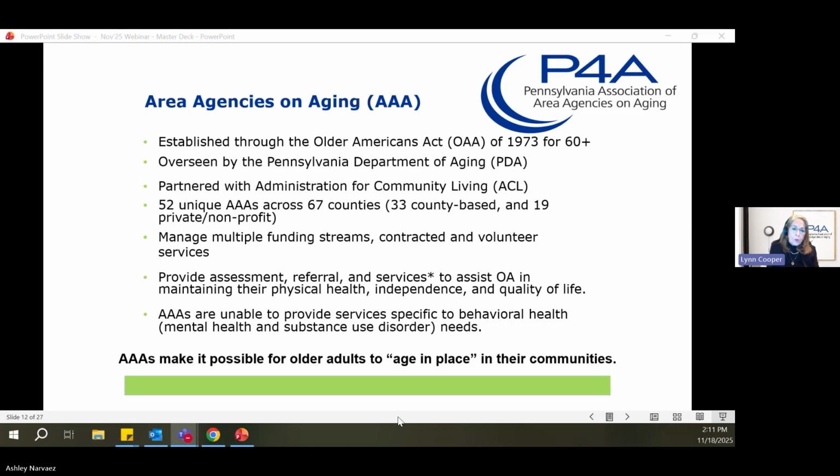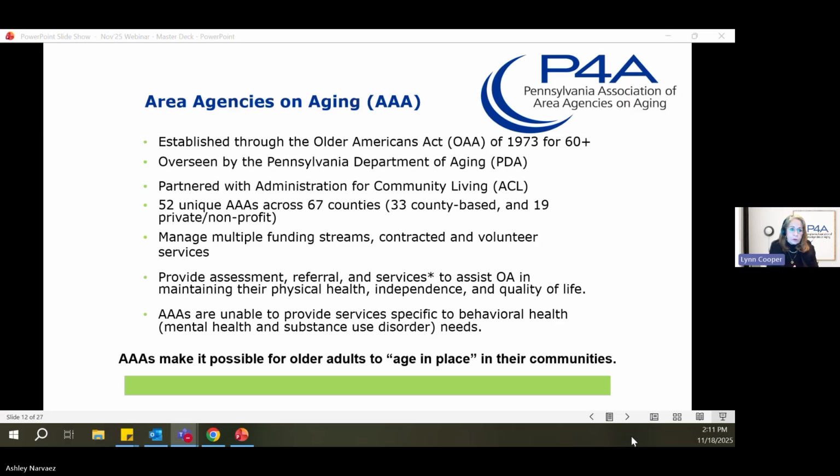But what we have come to realize is that despite all the great work we do, which is assessments and referrals and services, our goal is wholly and solely to help folks maintain physical health, independence, and quality of life. It's our job at the AAAs to make it possible for older adults to age in place. But I'm here to tell you that we do not provide mental health services or substance use disorder treatment. That's why we need our community providers to help us.